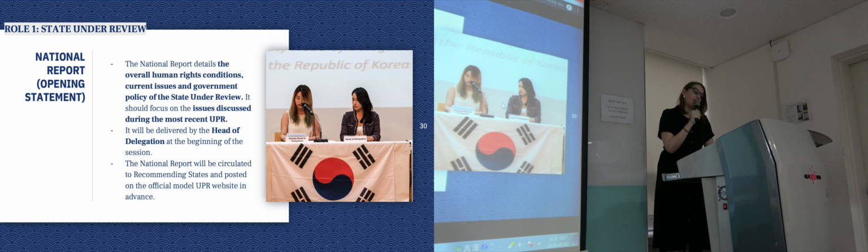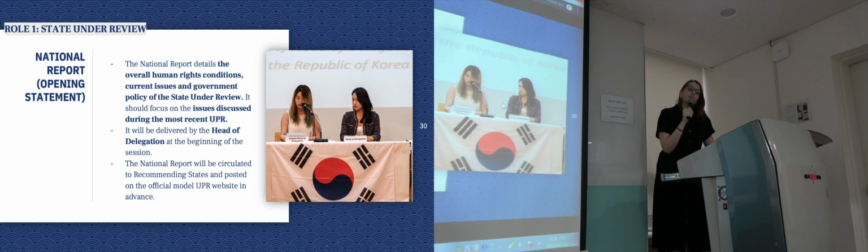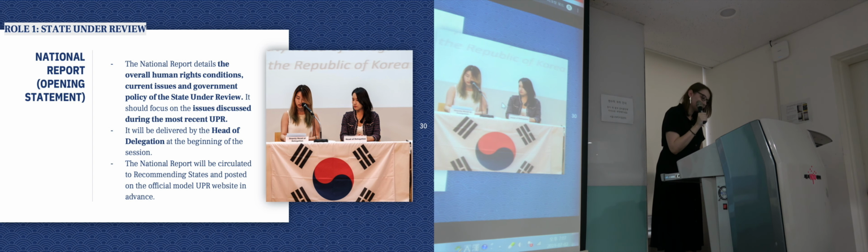So as I mentioned before, the national report that will be presented at the start of each review is not so much a report as it is a mini speech. This is expected to detail the overall human rights conditions, current issues, and government policy of the state under review regarding all 5 of the thematic issues. So it should include issues discussed during the most recent UPR review, so that is the actual one, and it will be delivered by your head of delegation at the beginning of the session. We will also circulate this to all the other teams in advance before the actual finals themselves.